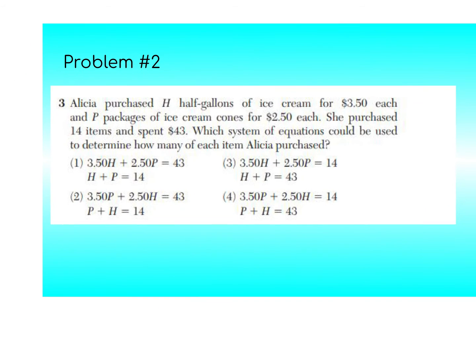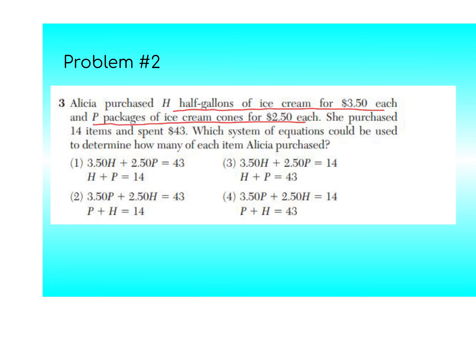Alicia purchased H half gallons of ice cream for $3.50 each, and P packages of ice cream for $2.50 each. She purchased 14 items and spent $43. So that red sentence underlined is your first equation. So let's check down at the bottom. So $3.50 for half gallons and $2.50 for ice cream, and it says she purchased 14 items and spent $43.